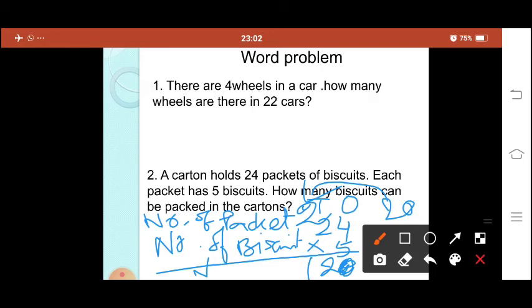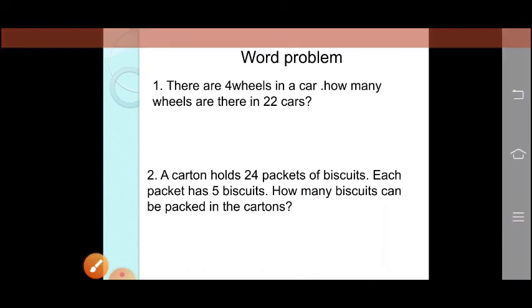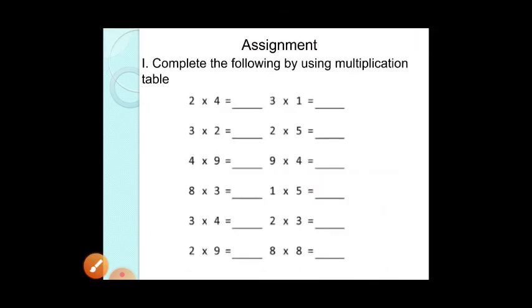Now, so you learned how to do the multiplication. Already you have learned the multiplication table. Now some assignment I am giving, you have to just complete. Okay, complete the following by multiplication table. So already you have learned. Here you just write the multiplication. So 2 4s are how much it will be.